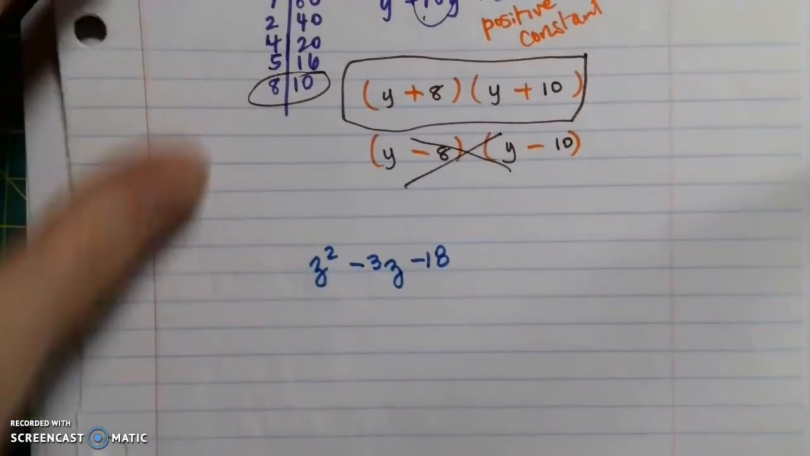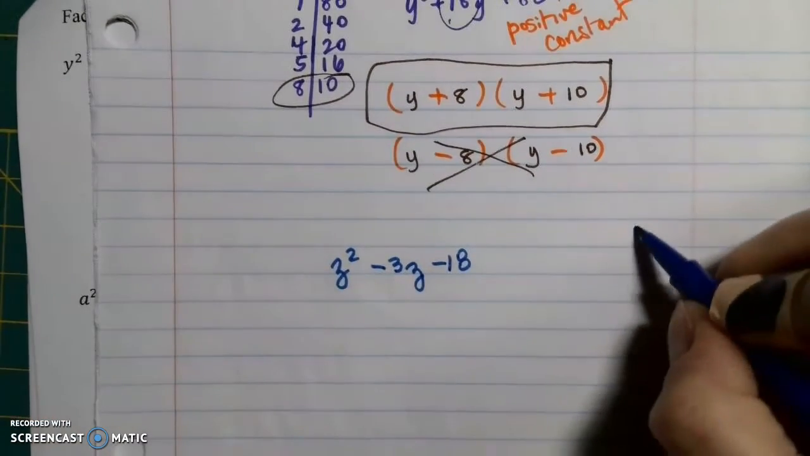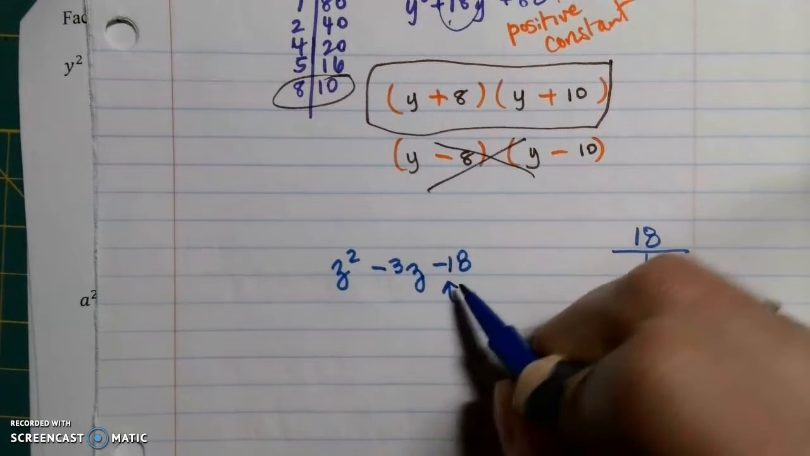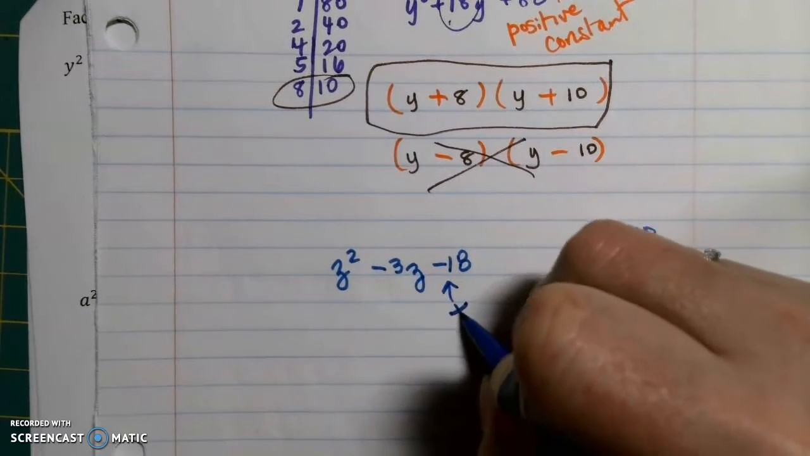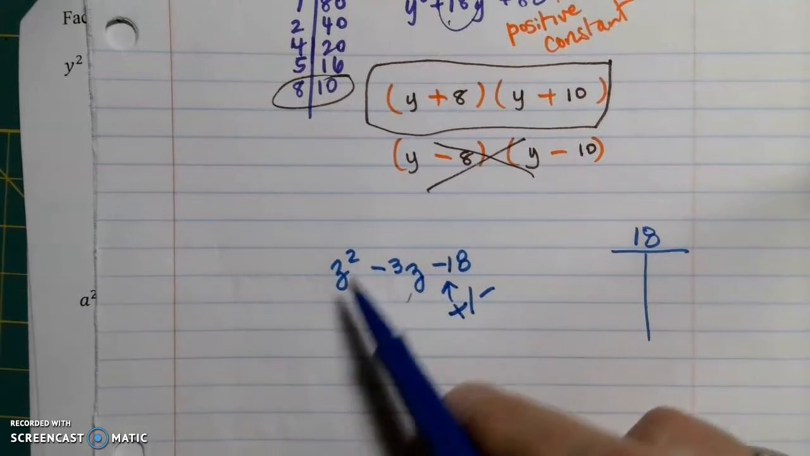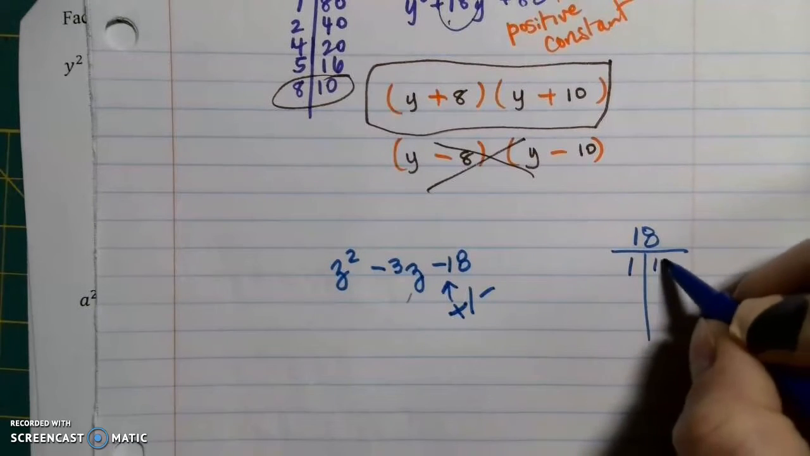All right, so a couple things to notice. 18 is the constant. That's the one we're going to factor. It's subtraction, so it's plus minus for our binomials. One will be addition, one will be subtraction. And then we're looking for a negative 3 as our middle term.